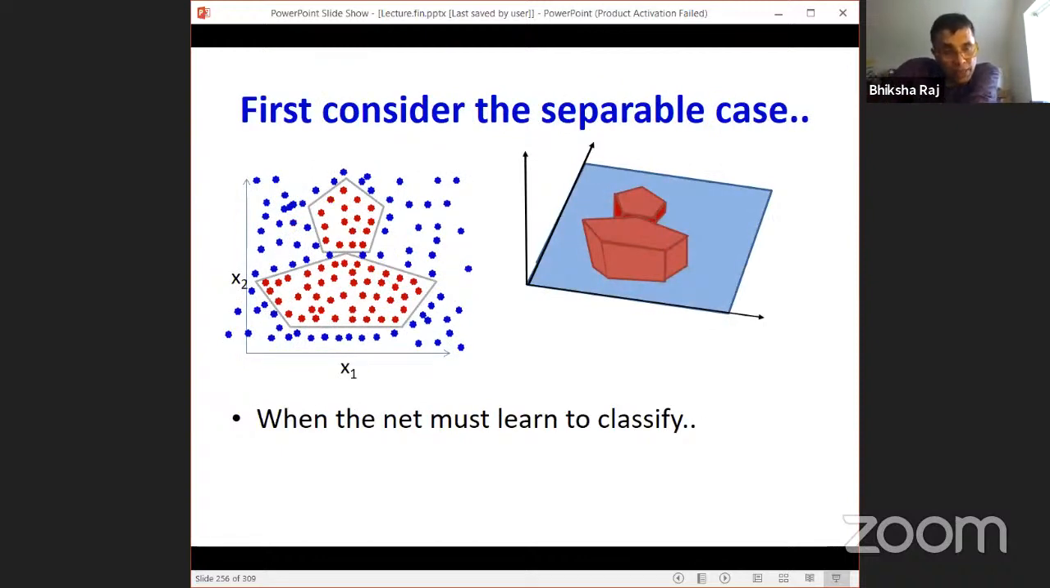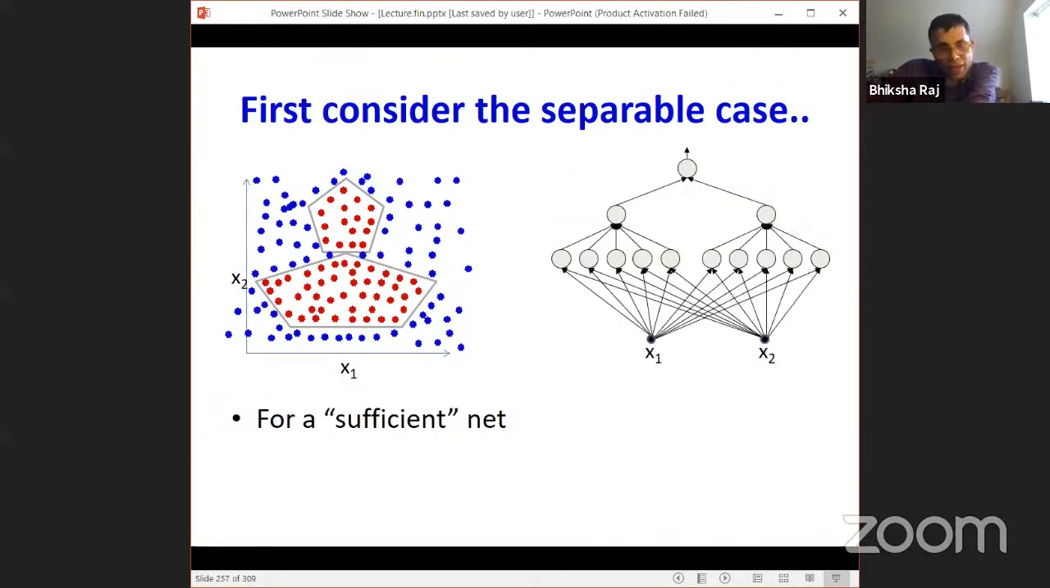Let's consider the double pentagon problem again, except now we are given just these dots, and they are well separated. There are no blue dots on the red side, there are no red dots on the blue side. And now we have to train a network to model this decision boundary. And we know that this decision boundary can be modeled using a network with this architecture: one subnet for the first pentagon, a second subnet for the second pentagon, and a final output neuron to combine both. So this is a sufficient net.